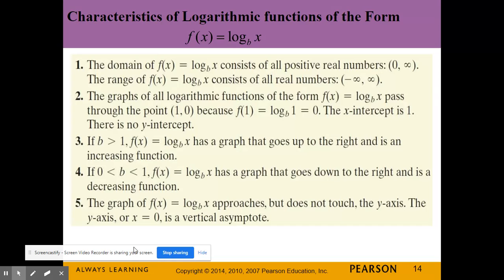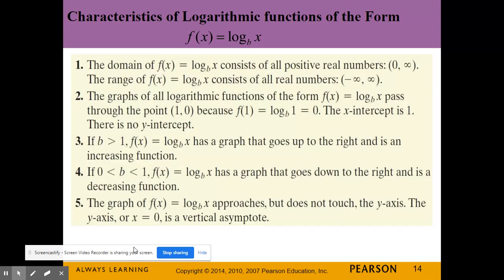The graphs of all log functions of the form f of x equals log base b of x pass through the point 1, 0. And that's because when x is 1, the whole thing evaluates to 0, like we talked about. So the x-intercept is 1, and there is no y-intercept. It would flatten out before it would cross the y-axis.